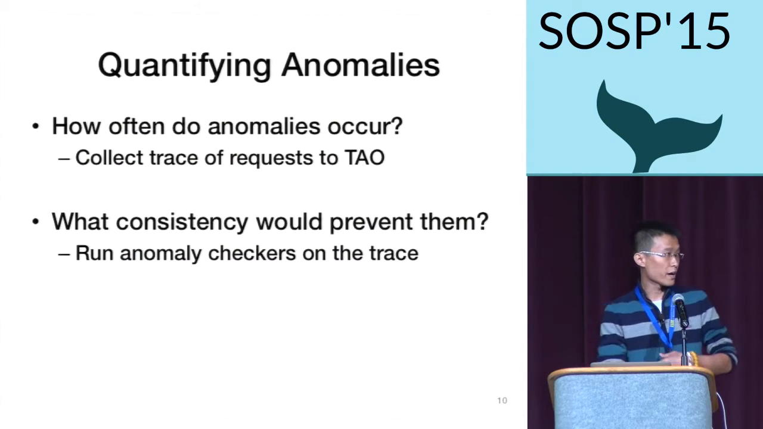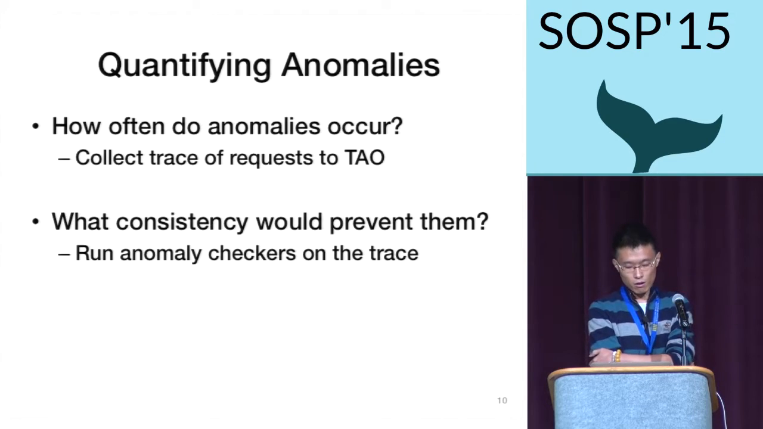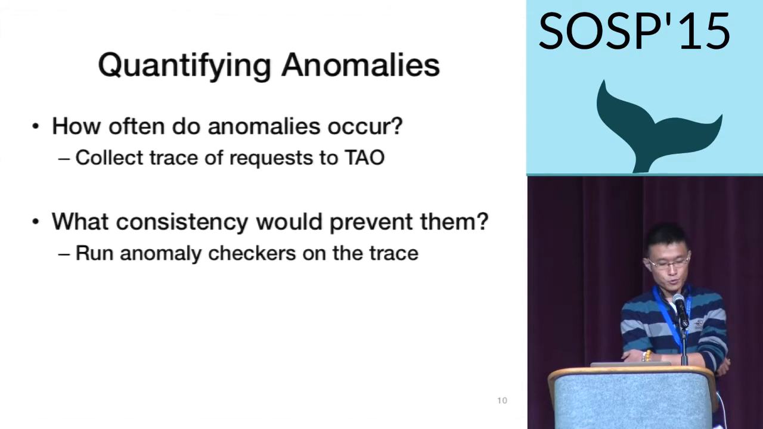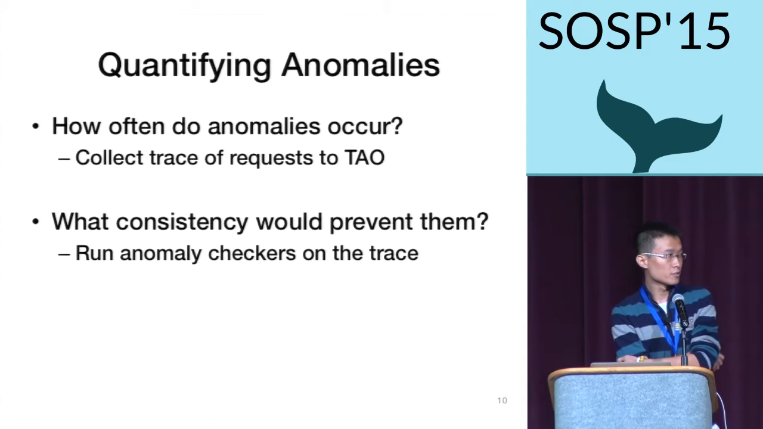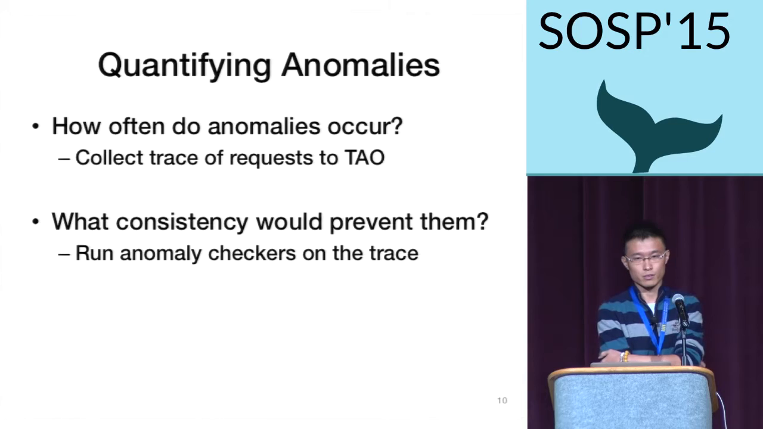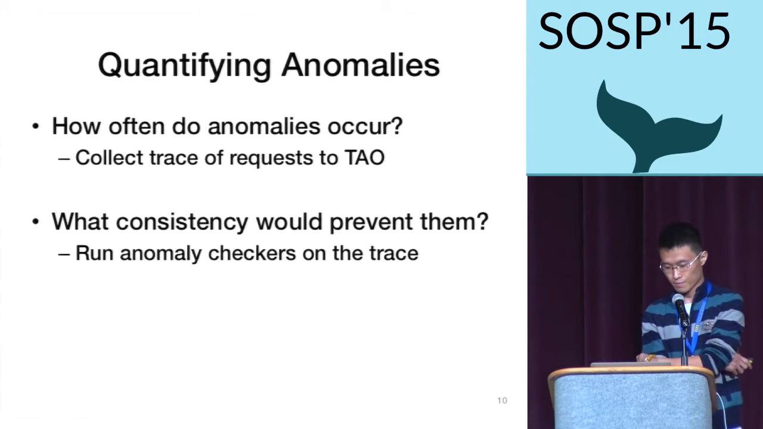Now we know anomalies could happen in tau. In order to know how often anomalies occur, we collect trees of real requests. And we run anomaly checkers on top of the trees to understand what consistency models may prevent those anomalies.